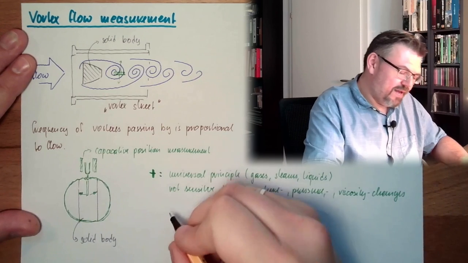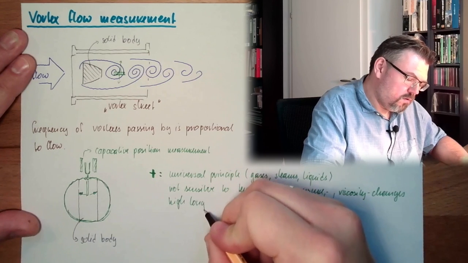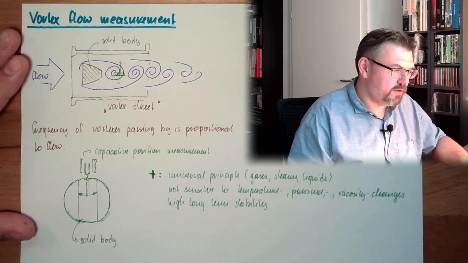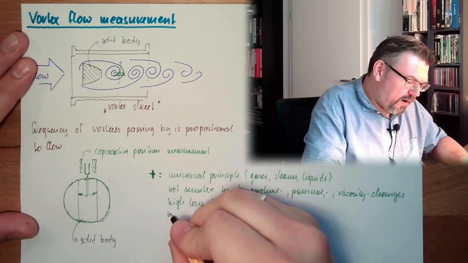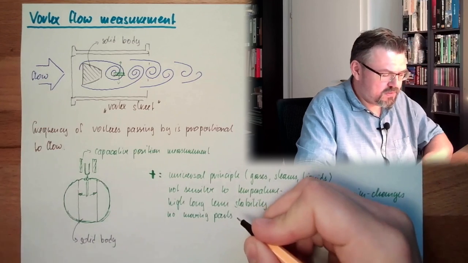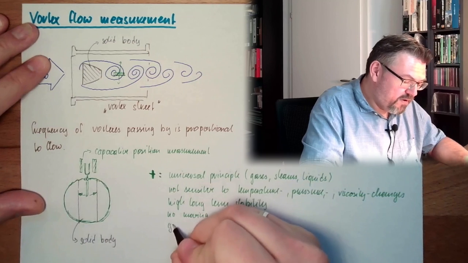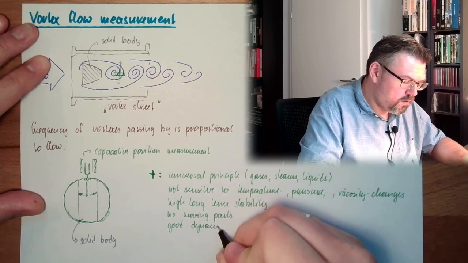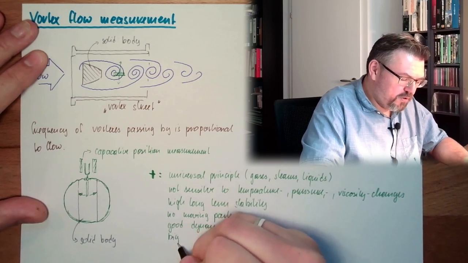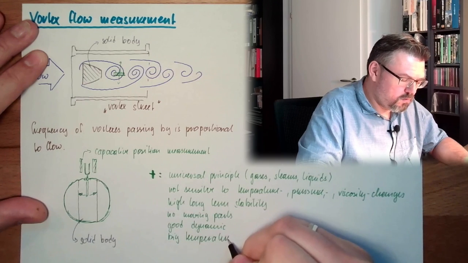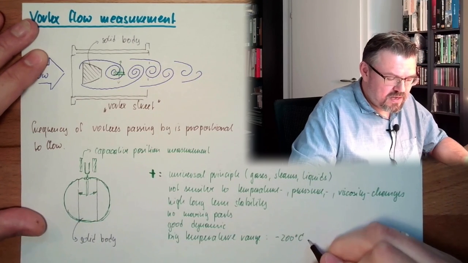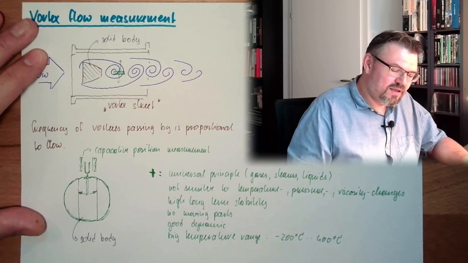Not sensitive at all. It has high long-term stability. So it doesn't really change over time. Yeah? There are almost no moving parts. This is not really moving, like I said. Yeah, no moving parts. It always indicates high long-term stability. Yeah, we have a very good dynamic. So flow changes are rapidly transferred into measurement changes, and we have a big temperature range. We can go down to minus 200 degrees Celsius, up to 400 degrees Celsius, so steams and so on. It's no issue at all. Okay?